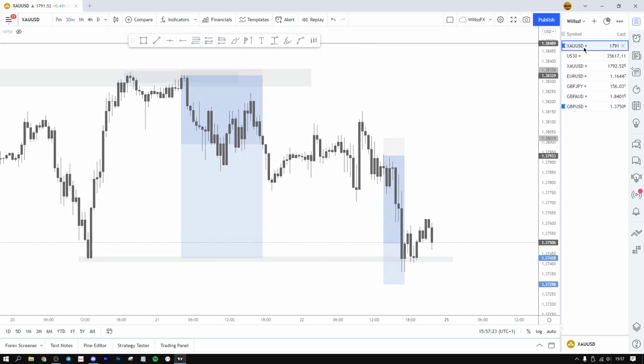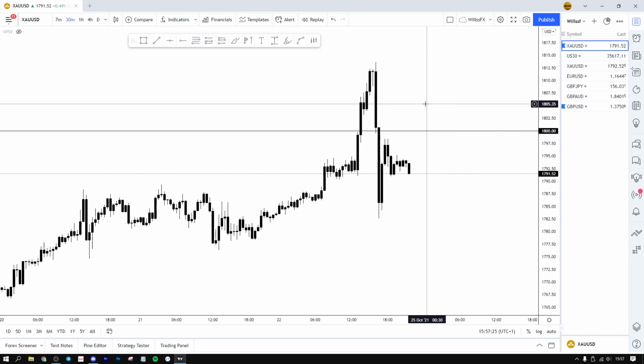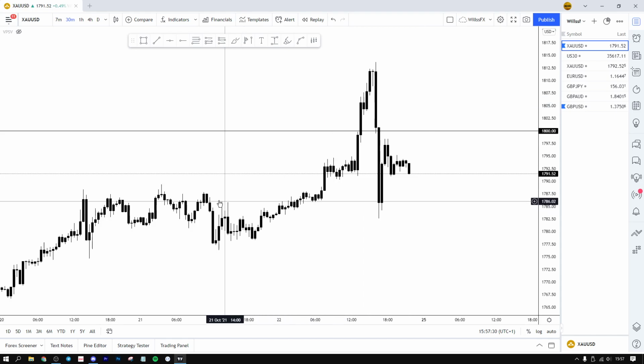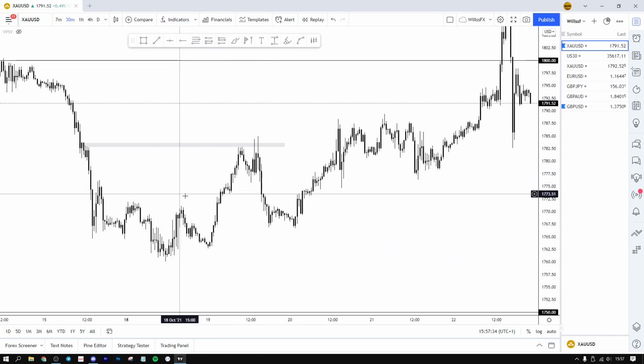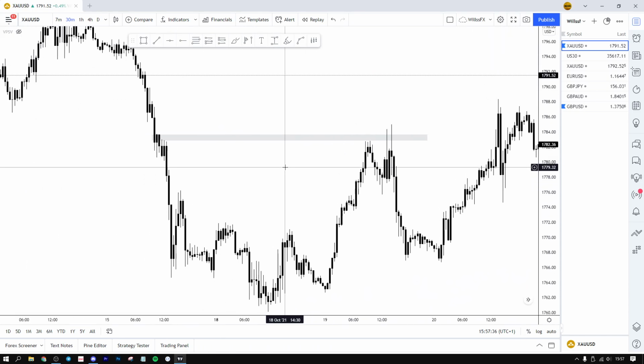But if we go on gold now, the way you can use this is pretty much the exact same, but the stop loss obviously won't be as tight. That doesn't matter, because gold moves a lot more than the majority of the pairs. So same thing here.